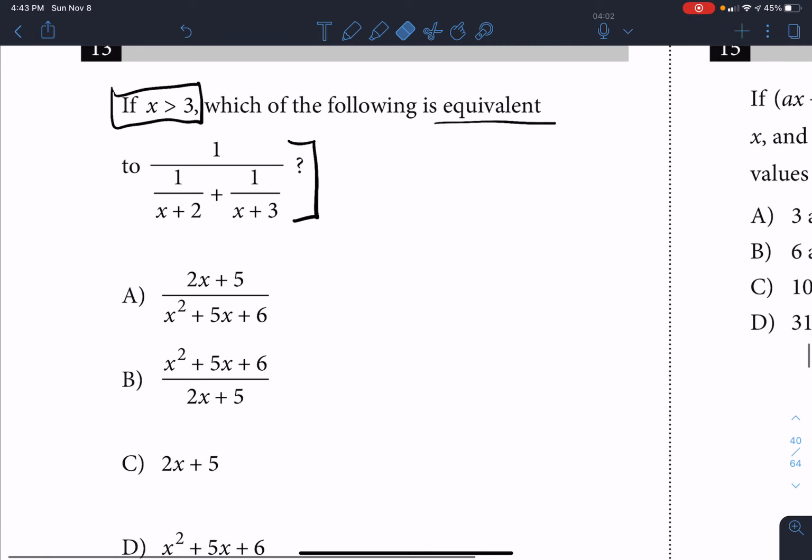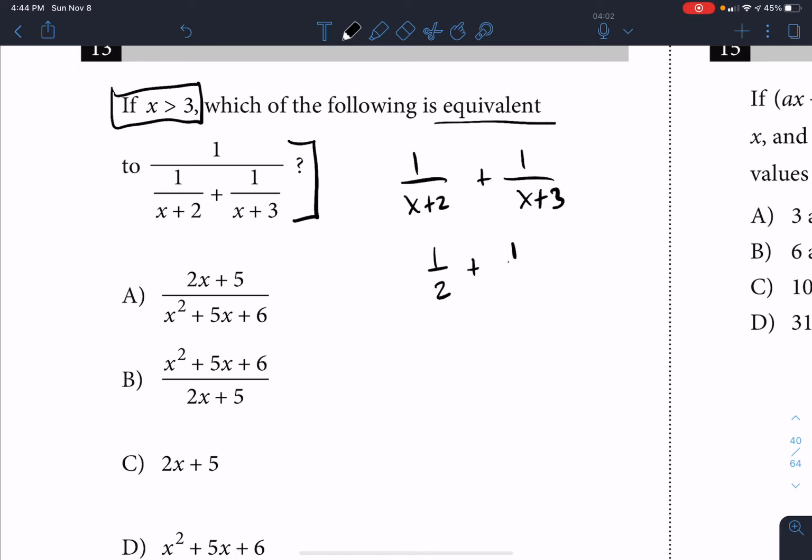Let's see. So on top, we can just leave that as a 1 there. Let's just look at the bottom. 1 over x plus 2 plus 1 over x plus 3. Now how do we add unlike fractions? Kind of like looking at just basic numbers, 1/2 plus 1/3. How do we add that? We add it by making it into fractions with a common denominator.